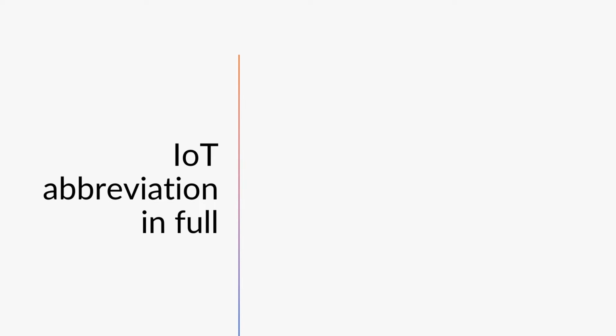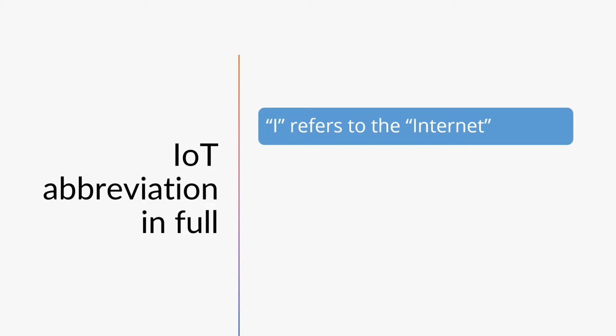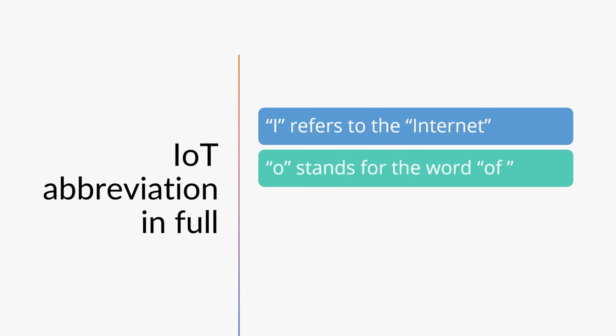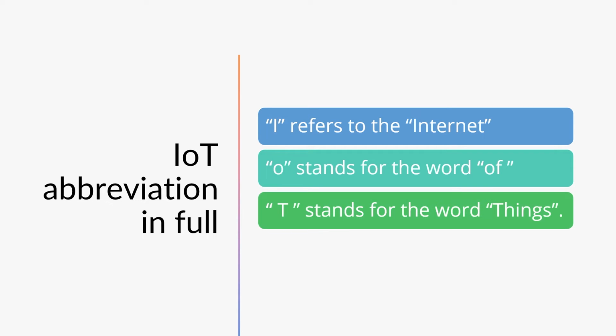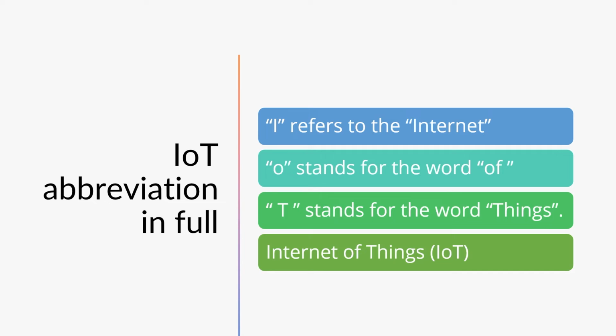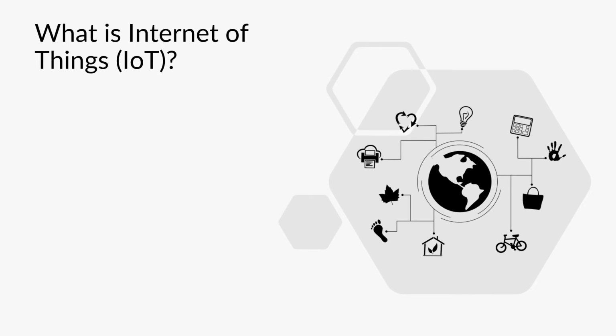Let's begin. IoT. What does this abbreviation mean in full? The I refers to the internet. The O stands for of, and the T stands for the word things. So in full, IoT refers to the Internet of Things. The next key concept is, what is the Internet of Things?